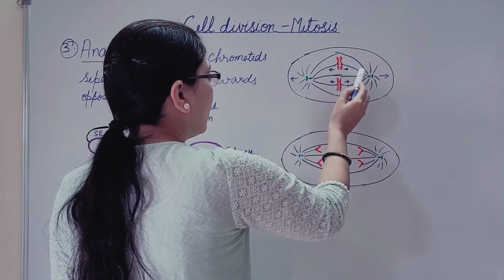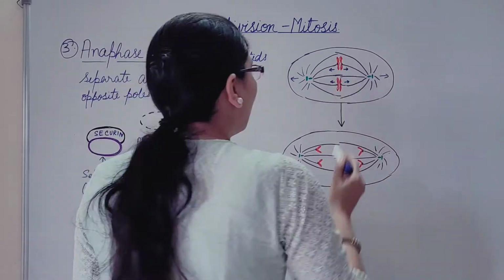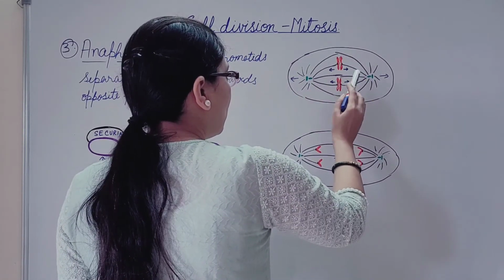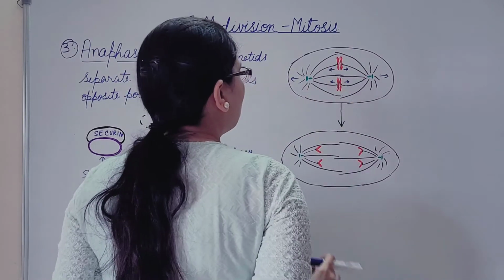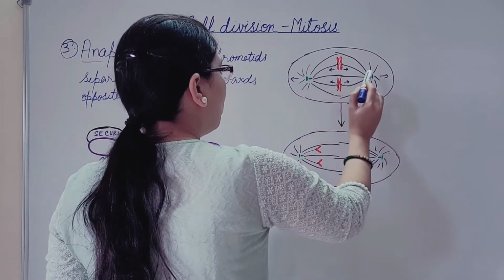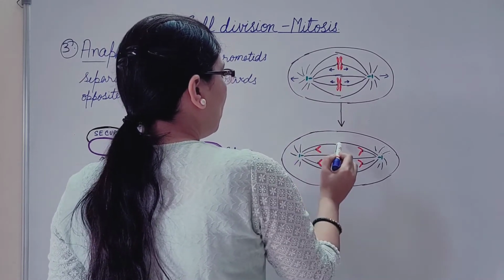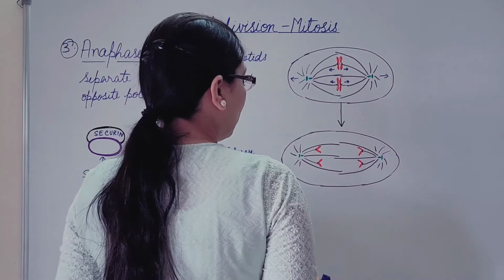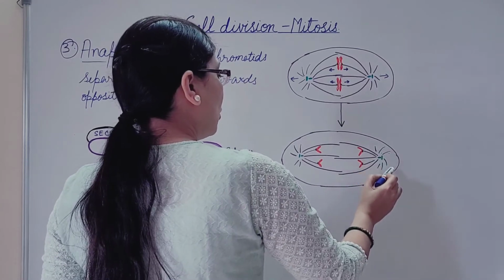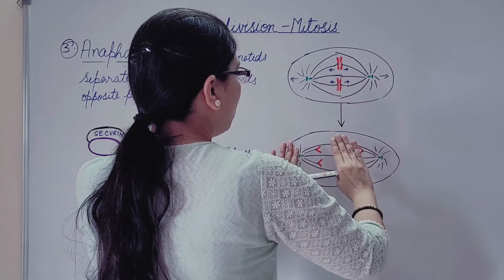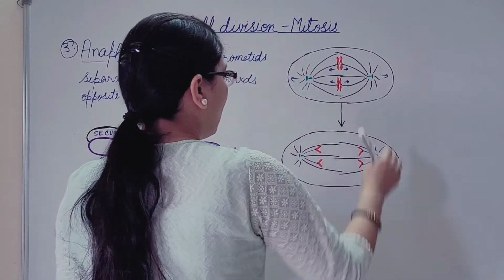One is due to the shortening of the kinetochore microtubule. Kinetochore microtubule shortens due to the depolymerization, as a result of which pulling force is generated. The two poles also move further apart because the polar microtubules slide past one another. Pulling force is also exerted by the astral microtubules. As the two poles move further apart, the cell elongates.